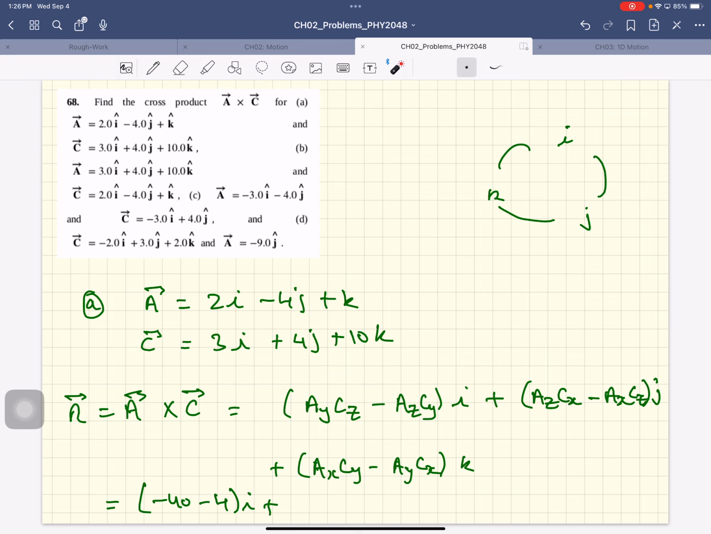Plus AZCX, that's 3 minus 20, so 3 minus 20J, plus the z component is AXCY, that's 8 minus of minus 12, that's plus 20.